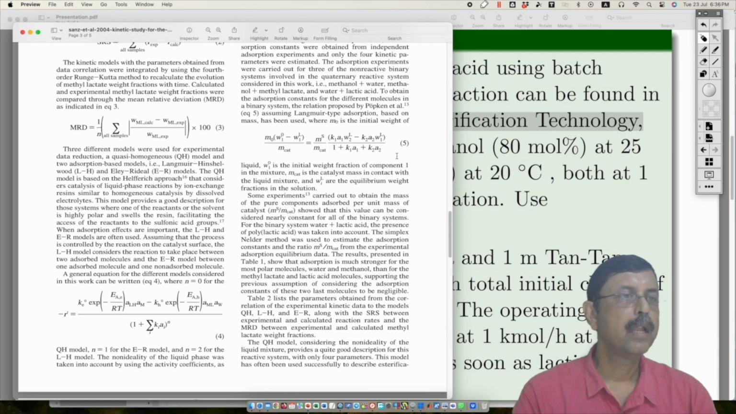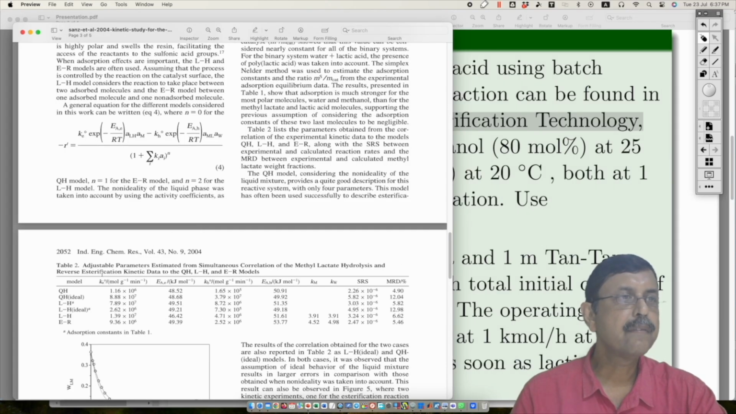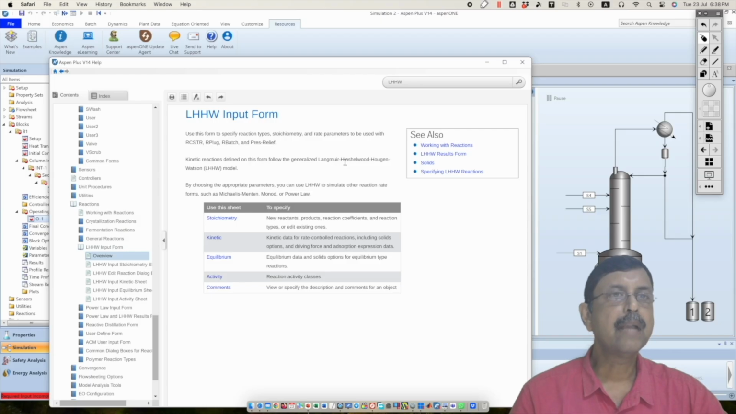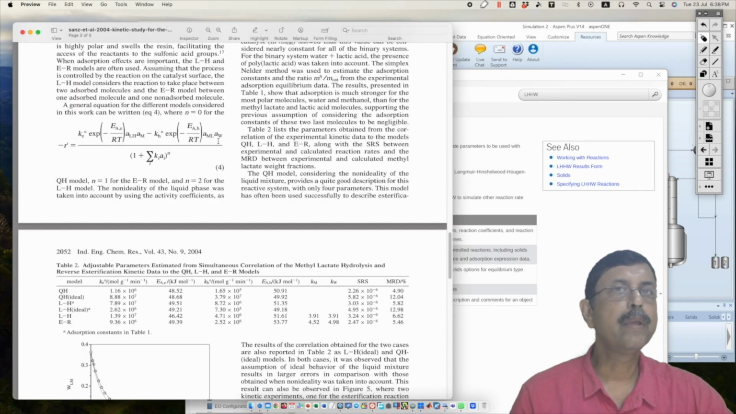Okay. Now here you can see the general model. This one, they have given various models. One is QH model, one is LH model, and one is ER model. Now this LH model is somewhat familiar to us because this is the Langmuir, Hinshelwood, Hougen, Watson model. Okay, so this is exactly what we are looking for.